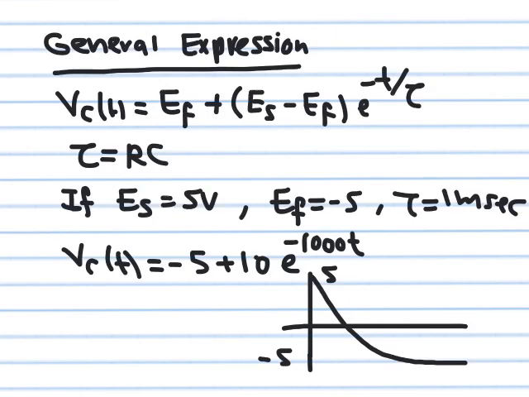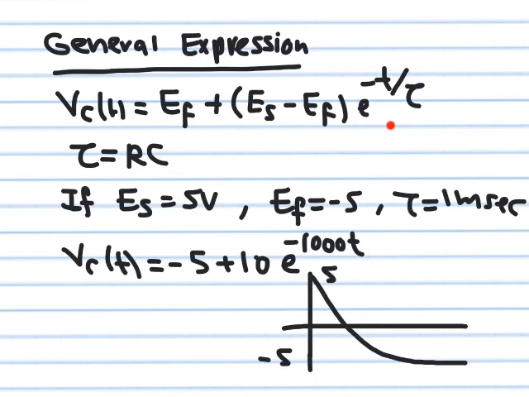In general, the expression of a capacitor voltage can be given by this one. This is the final voltage. This is the battery voltage. It can be 5 or 0 or -5. This is the starting voltage that the capacitor had. It can be 0, 1, 2, 3. What was the initial voltage in the beginning? This is, again, this E_f. This is the final voltage it's going to charge or discharge to. This is the time constant tau.